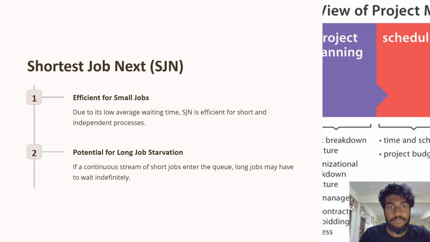Shortest job next. Efficient for small jobs due to its low average waiting time. SJN, or shortest job next, is efficient for short and independent processes. Potential for long job starvation. If a continuous stream of short jobs enters the queue, long jobs may have to wait indefinitely.